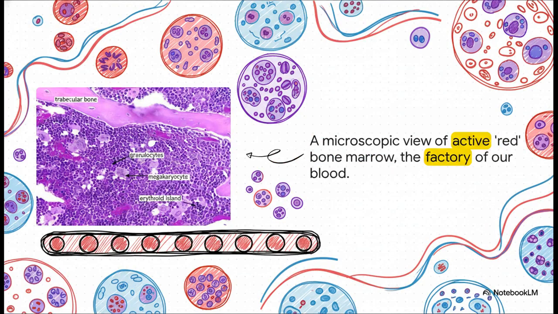And here, this is what that clean, complex diagram looks like in the real world. This is a stained slice of active bone marrow. Just look at the sheer density of cells. It's like the factory floor is completely packed. You can even spot the big guys, the megakaryocytes, which make our platelets, right next to all these clusters of developing red cells and white cells. It's just a beautifully orchestrated and unbelievably busy place.